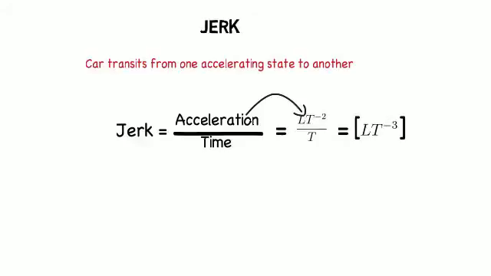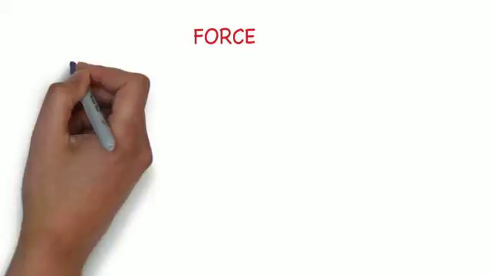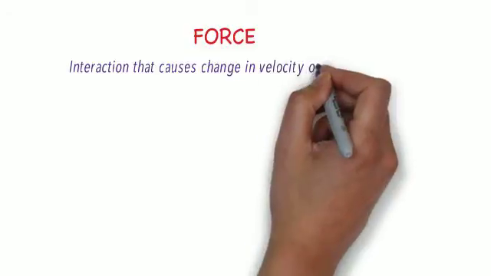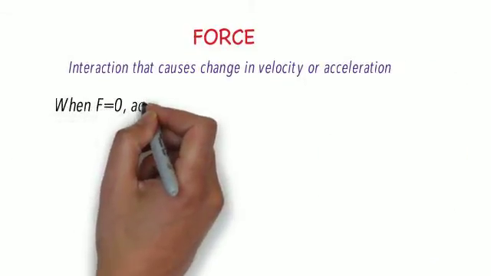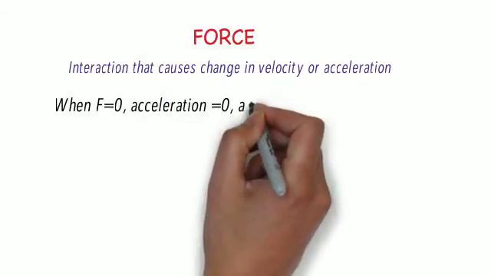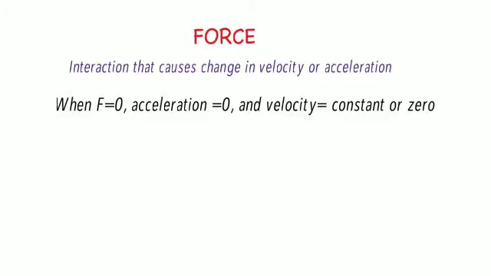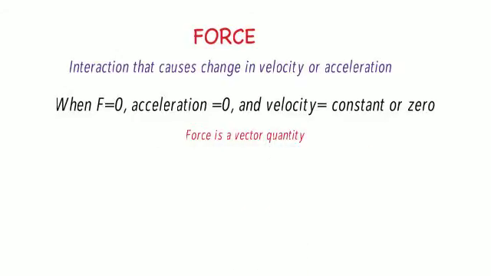Now let us talk a little bit about force. Force is defined as an interaction that causes any object to change its velocity, or just accelerate. If the magnitude of the interacting force is 0, the object remains in constant motion or at a state of rest. Remember, force is a vector quantity; it has both magnitude as well as direction.